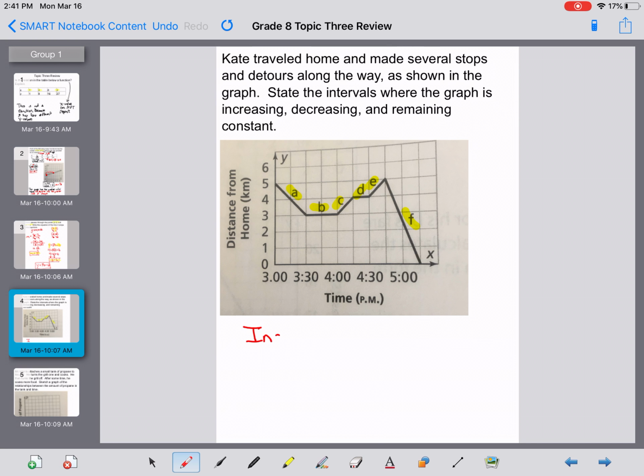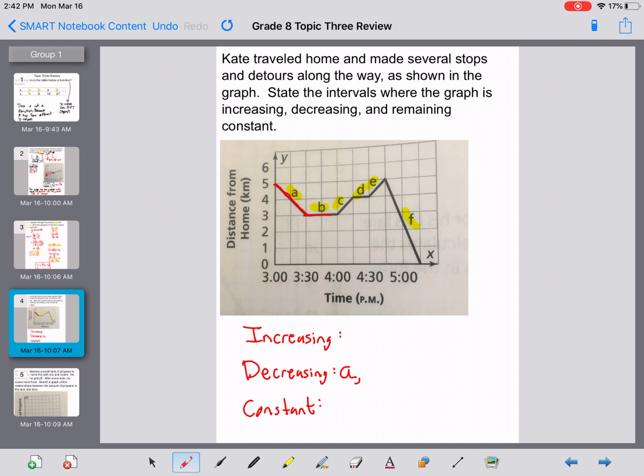We are going to list out all the intervals where my graph is increasing, where my graph is decreasing, and where my graph is remaining constant. I'm just going to go piece by piece and put them into the correct category. The first piece is A. My graph is going down from left to right, so that means that it is decreasing. That means that her distance from home was decreasing, so she was getting closer to her house.